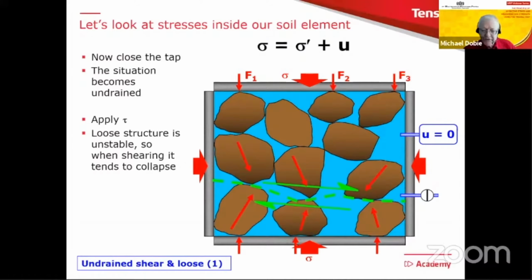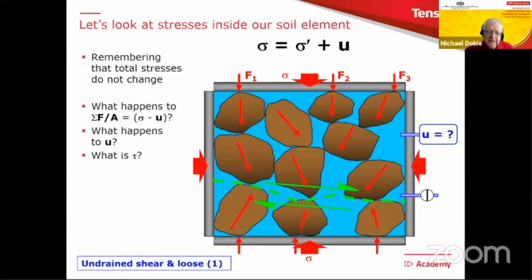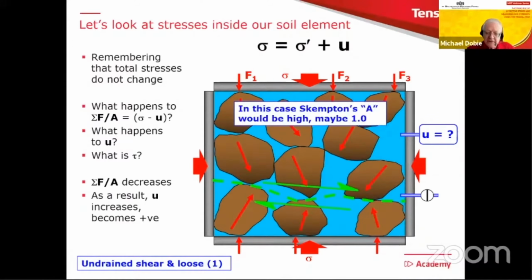And that will tend to result in a change where we get an increase in the pore pressure and therefore a decrease in the effective stress. So it's the opposite way around to the dense condition. So those are my questions there. What happens to the effective stress? What happens to u? What happens to the shear resistance? Well, the effective stress decreases. And because of that, u increases, and therefore we get a reduction in shear resistance. And in this particular case, Skempton's A parameter would be very high, maybe as high as 1.